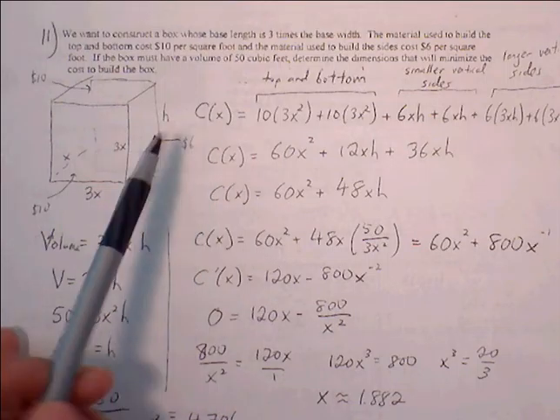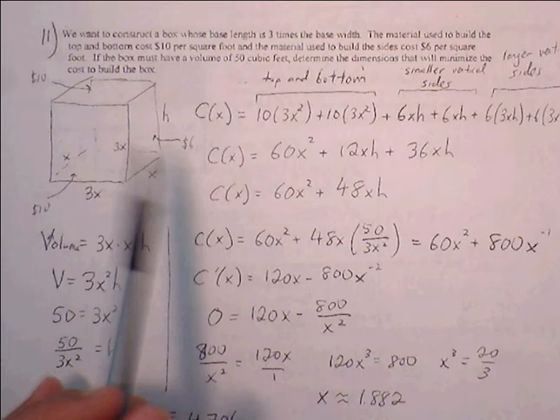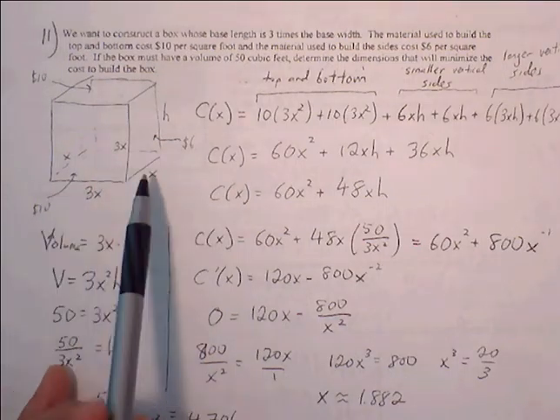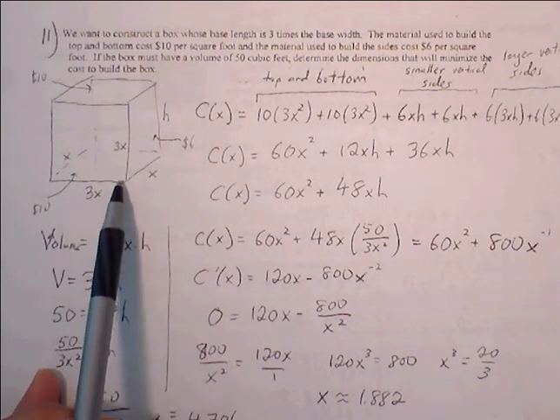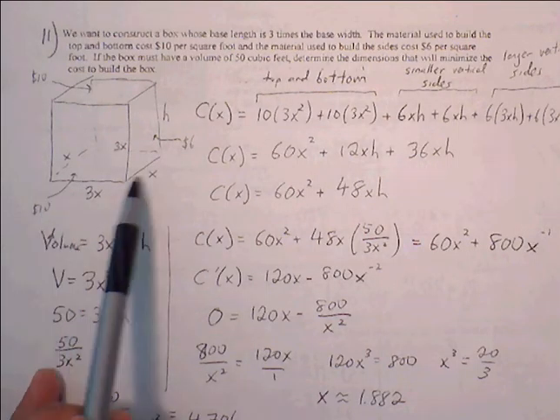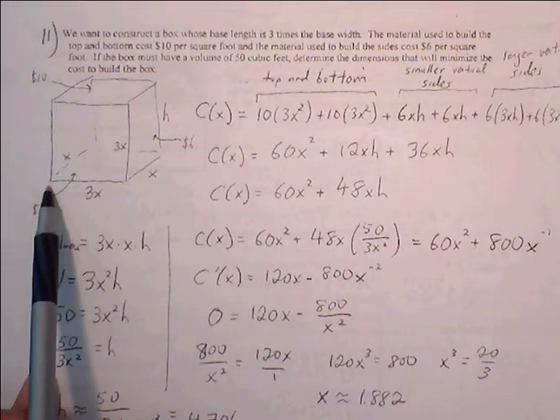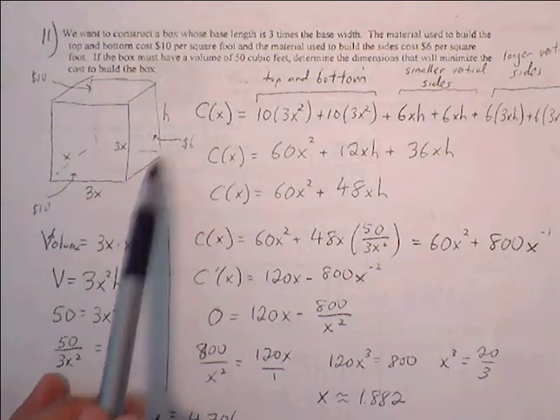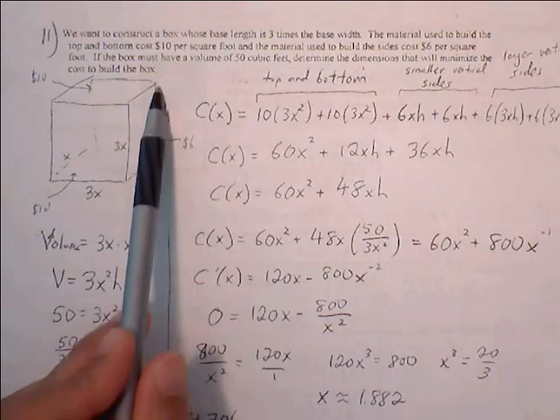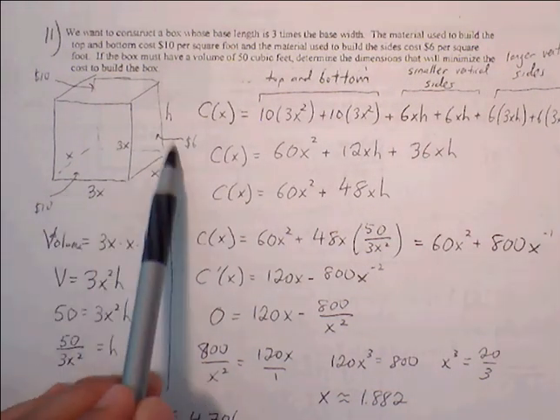So let's create the dimensions for this box here, this rectangular box. We know that the base length is going to be 3 times that of the base width. So I'm going to call the base width x. I'll call the length 3x. This is 3 times more than the width. And then I will have another variable to represent the height. So 3x, x, and h.